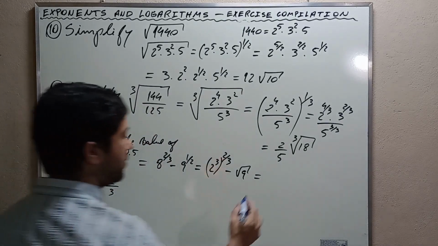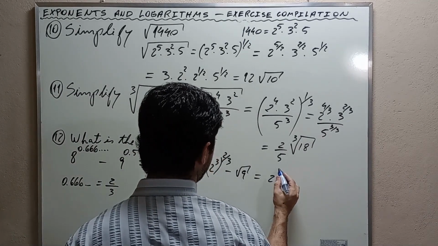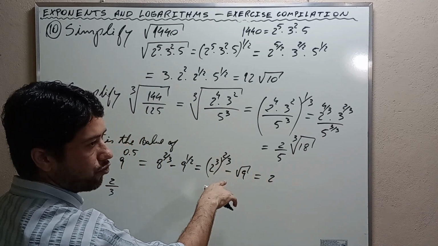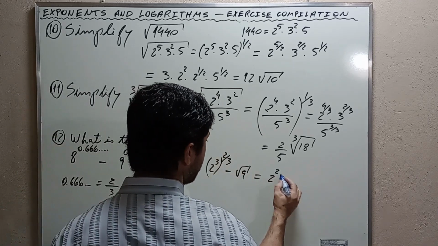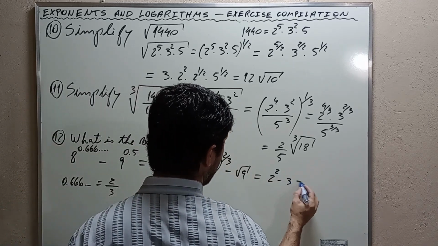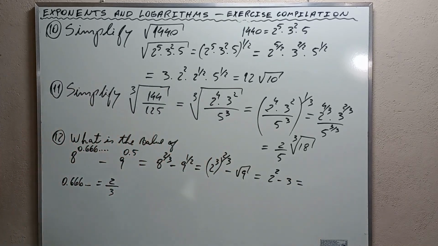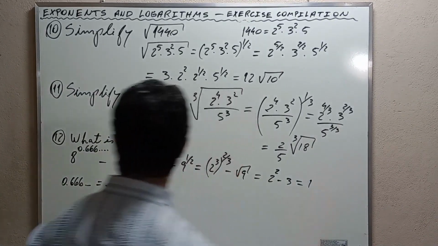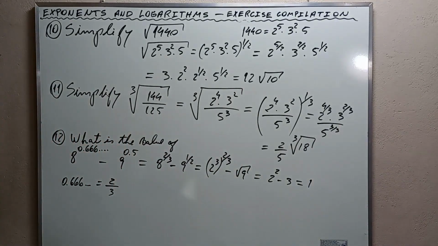We multiply this to 3 times 2/3 is 2. And the square root of 9 is 3. Then it's going to be 4 minus 3, which is equal to 1, my friends. And this is the solution of exercise 12. Let's go to exercise 13.